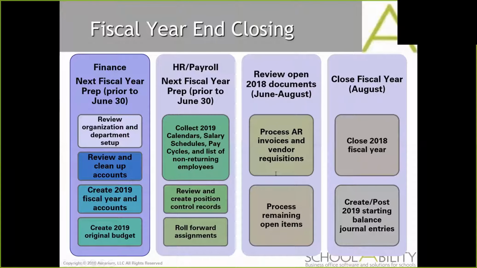Okay, so as part of this process, there is some prep work involved with the finance and the HR payroll, and we're going to cover each of those sections that are listed there. Then we're going to review open documents, which means requisitions or any invoices if you are using invoices, and then actually closing out the fiscal year, which means creating the year-end journal entries and then posting the new year journal entries. I'm not going to show you an example of this being posted because it's a fairly simple process, but I am going to show you what it would entail.